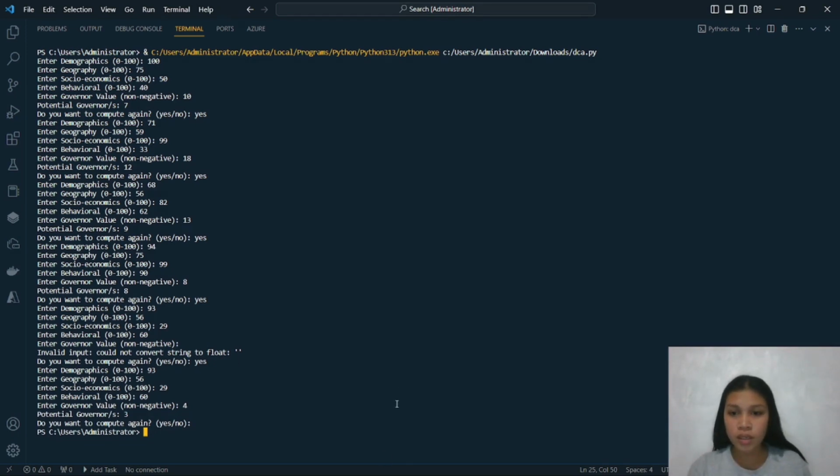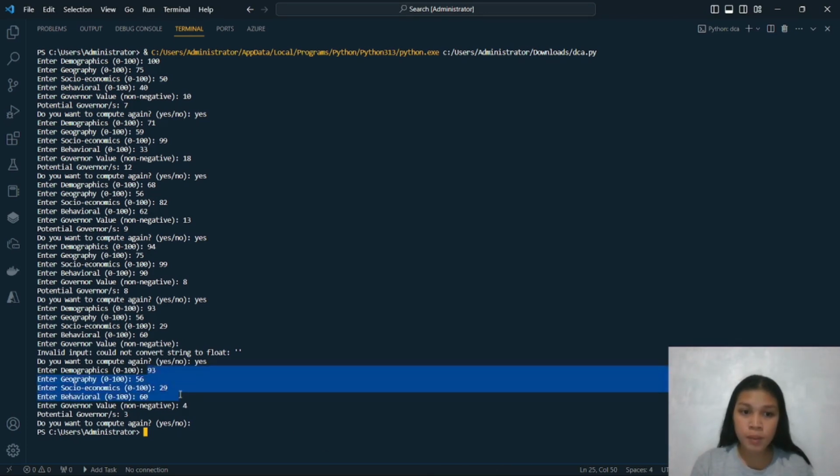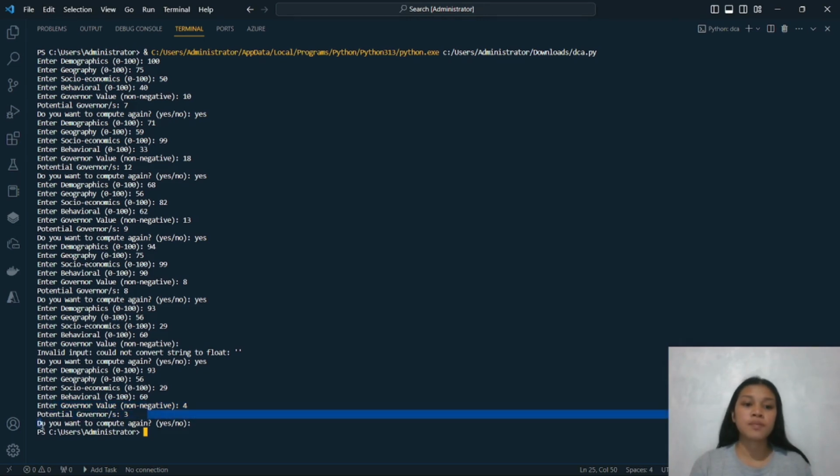So here, the sum of the factors 93 plus 56 plus 29 plus 60 is equal to 238, and let's divide it by 400, which is 0.595. Multiplying it by the governor value 4, we get 2.38, which is rounded up to 3. So the potential governor here is 3.